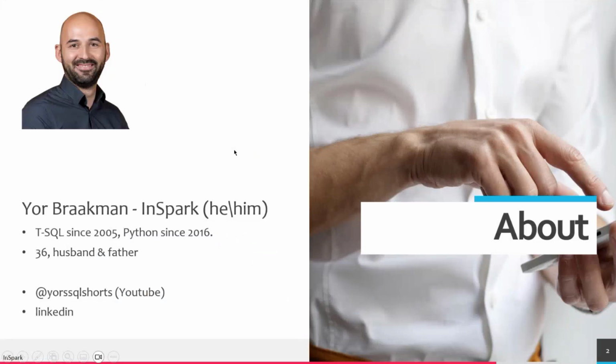I'm clicking. Yeah. So my name is Jor Braakman. I work at InSpark. I've been doing T-SQL since 2005 and Python since 2016. I'm 36. I'm married to Joy, who's from Seattle, Washington, and we have two young kids, 2 and 5, two little girls. I have a YouTube channel and I have a LinkedIn. I'm the only Jor Braakman out there, so if you just search for my name, you'll find me.